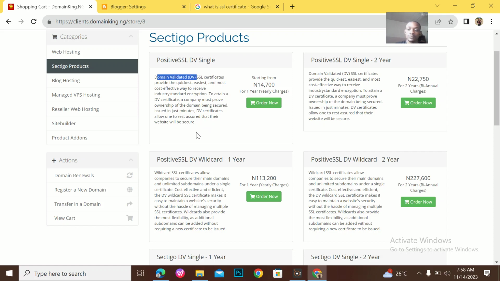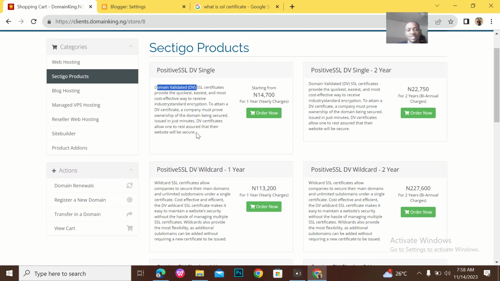So the Sectigo product is basically for companies that host a lot of things that they want to protect against cyber security attacks and stuff like that.